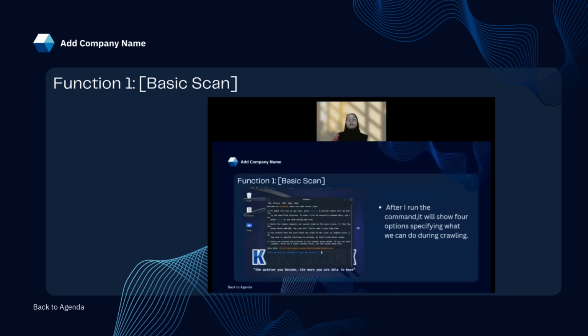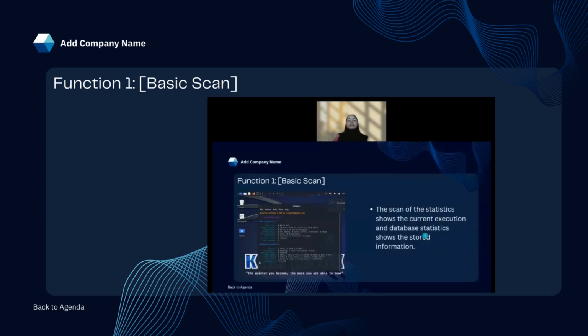After I run the command, it will show four options specifying what we can do during the crawling. Here, we press any key to continue the crawling. I press the enter button to continue the crawling. Once we start crawling and find the data, the scan statistics show the current execution, and the database statistics show the stored information.